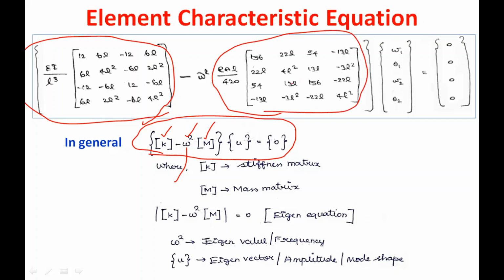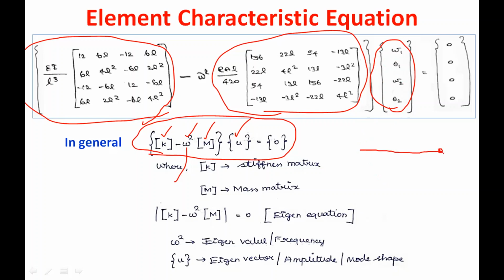Both K and M matrices are square and symmetrical matrices, and this U matrix is the nodal parameter or nodal displacement vector, or we can say degree of freedom matrix. For a beam element, we have 2 degrees of freedom at each node. So we have totally 4 degrees of freedom.